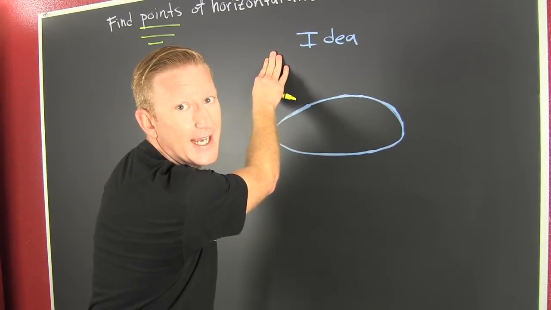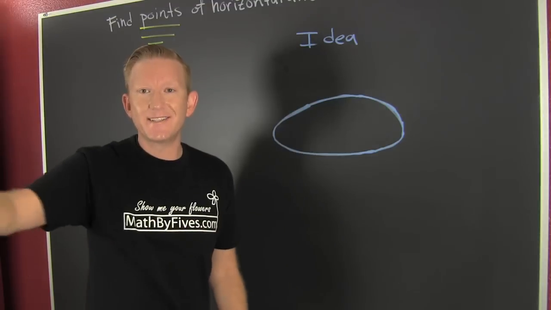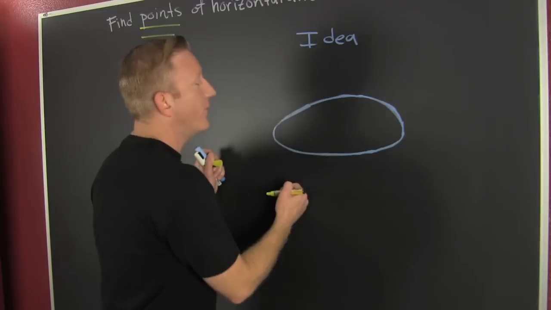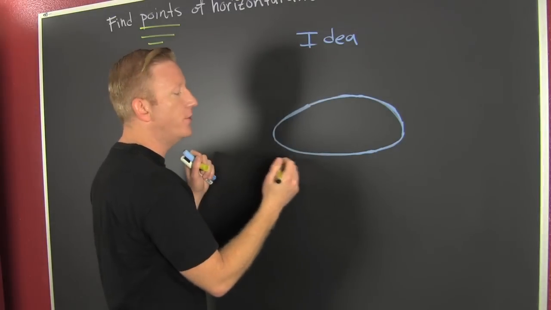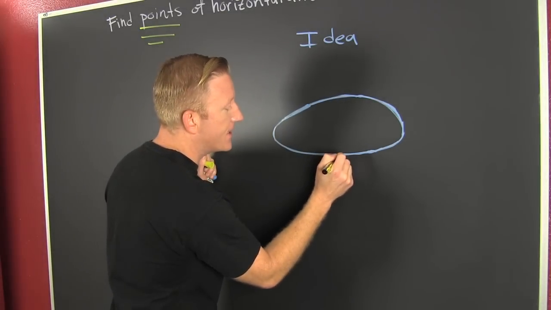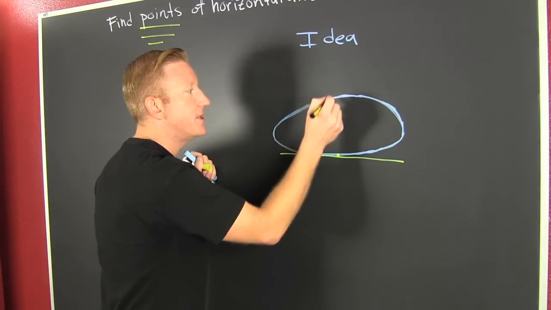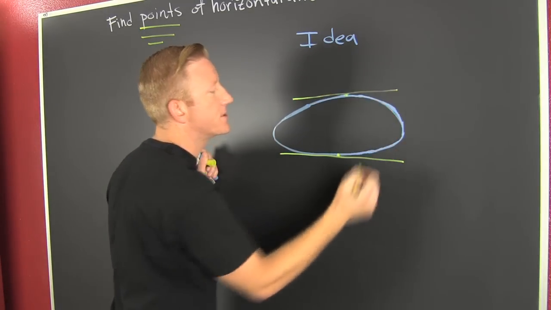And here's the idea. Which one's a horizontal line? A horizontal line is like a horizon. Yeah, sure. So we're looking for horizontal tangents. Is that horizontal? No. Is that horizontal? No. Is this horizontal? Yes. We're looking for this point here, a horizontal tangent.